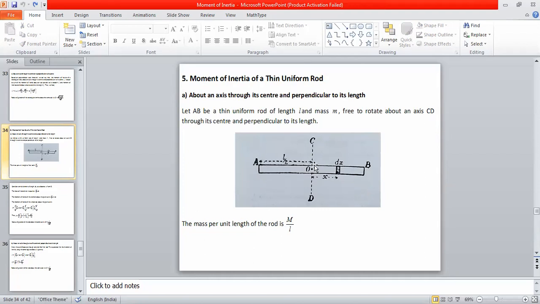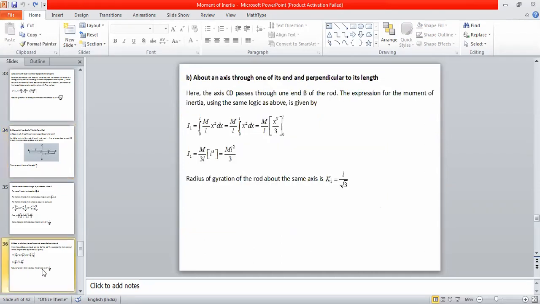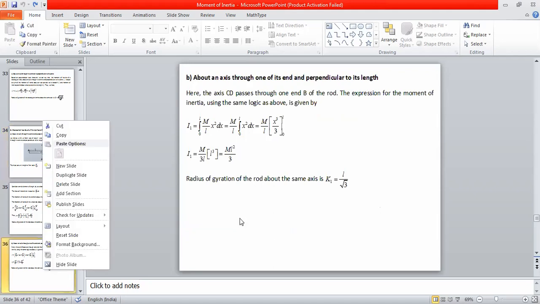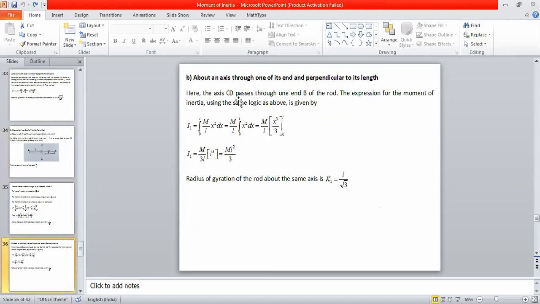So let us assume that the axis CD is now passing through A. Now how do you calculate? Calculation of moment of inertia is very simple. Here the axis CD passes through one end B of the rod. It need not be B, it can be A also. The expression for the moment of inertia is the same.